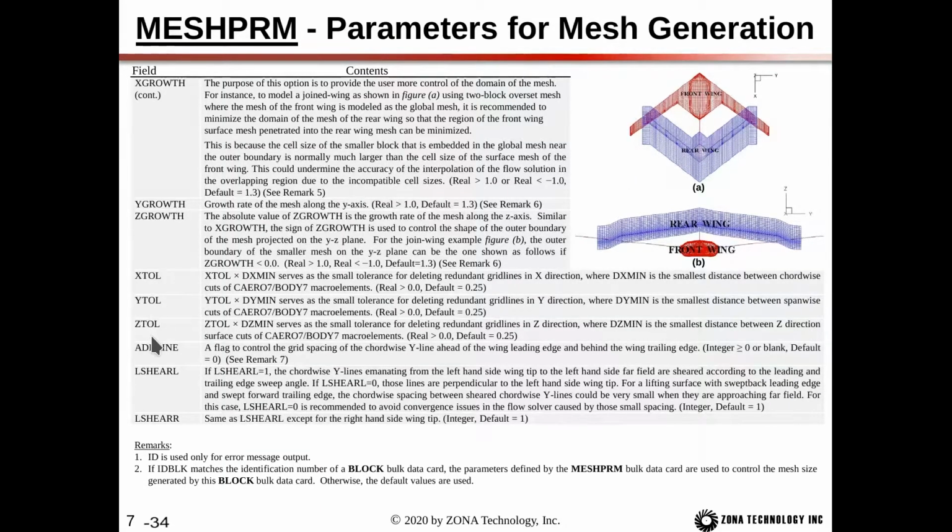Next we have the X, Y, and Z tolerances. X tolerance times dx min serves as a small tolerance for deleting redundant grid lines in the X direction. Now, assuming your surface panel model is set up ideally, ZEUS shouldn't need to delete redundant grid lines. If ZEUS is deleting redundant grid lines, that indicates you probably have a poor surface mesh.